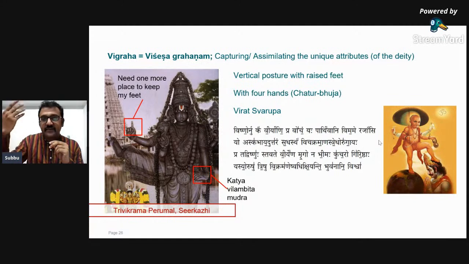of the earth, the 2nd foot measuring the whole of the heavens, and asking Mahabali, where do I keep the 3rd foot? And Mahabali offering his own head, and the Lord placing his foot on the head. So this is related to that Puranic story, and the Puranic story itself is related to the Vedic form of Vishnu, of Trivikrama, that we see.